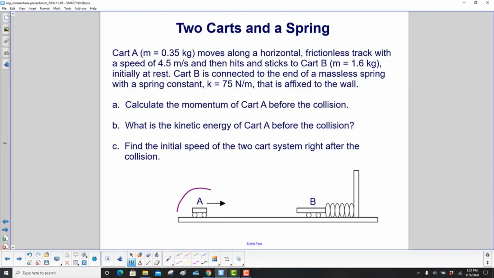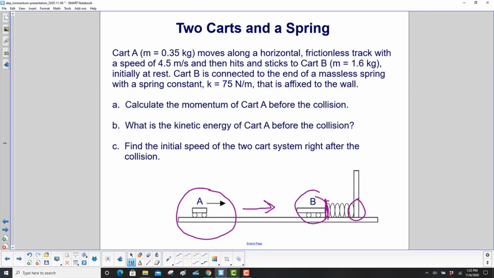Cart A, with a mass of 0.35 kilograms, moves along a horizontal frictionless track with a speed of 4.5 meters per second, then hits and sticks to cart B, which has a mass of 1.6 kilograms. Initially at rest, cart B is connected to the end of a massless spring with a spring constant of k, 75 newtons per meter, that is affixed to a wall. So it's just sitting there resting up against it.